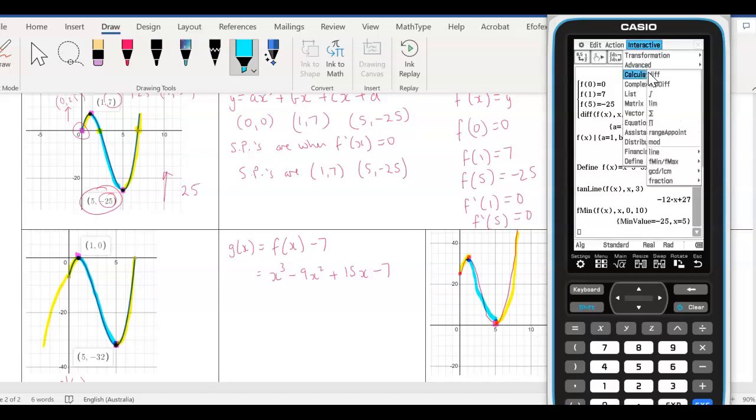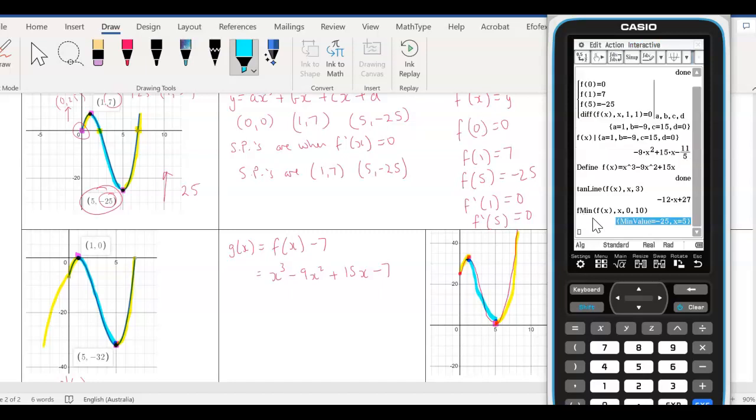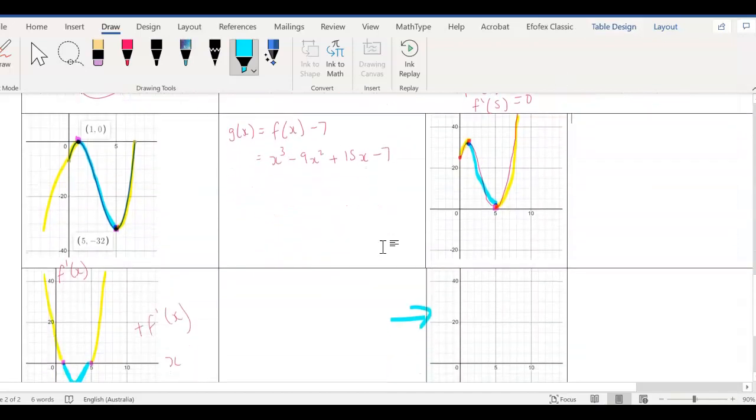I'm just trying to think if there's anything else that might be good to know on your calculator. Obviously solving, and yeah, probably don't really need any of that. All right, so I'm going to leave it there, girls. All right, that's pretty much what we covered in class as well. But use your calculator to your advantage.